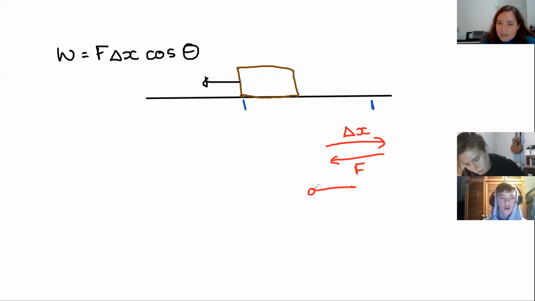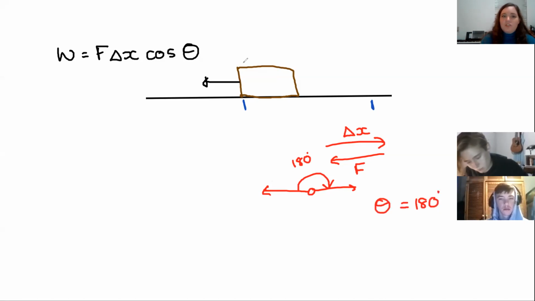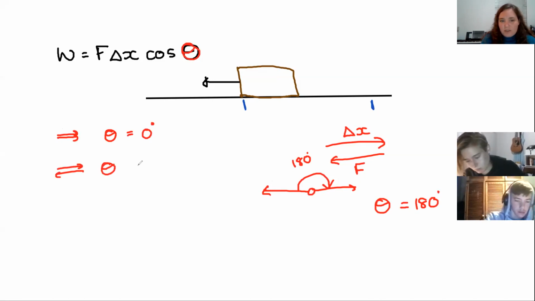And I sometimes like to view this like that. The angle between those two is 180 degrees. So I can then go and say that my angle of theta is 180 degrees. Okay, so does everybody get with this value theta? If the force and the displacement are in the same direction, then theta will equal 0 degrees. If they are in opposite directions, then theta will equal 180 degrees.